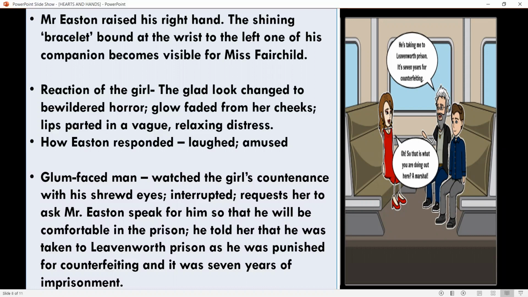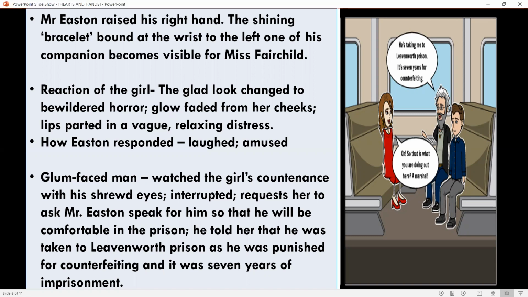He slightly raised his right hand, bound at the wrist by the shining bracelet to the left one of his companion. The glad look in the girl's eyes slowly changed to a bewildered horror. The glow faded from her cheeks. Her lips parted in a vague, relaxing distress. Easton, with a little laugh, as if amused, is about to speak again when the other forestalled him. The glum-faced man had been watching the girl's countenance with veiled glances from his keen, shrewd eyes.